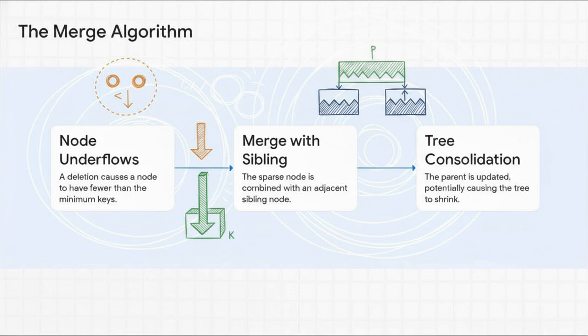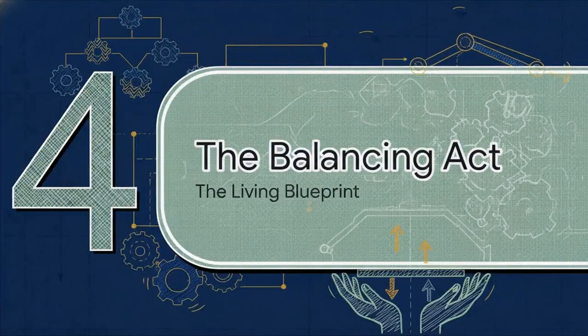And this merge operation, it's pretty much the exact opposite of a split. Instead of promoting a key up, a merge pulls a key down from the parent to fuse two nodes together. This is what keeps the tree tidy and compact. It makes sure every node is pulling its weight. No wasted space, no slow searches.